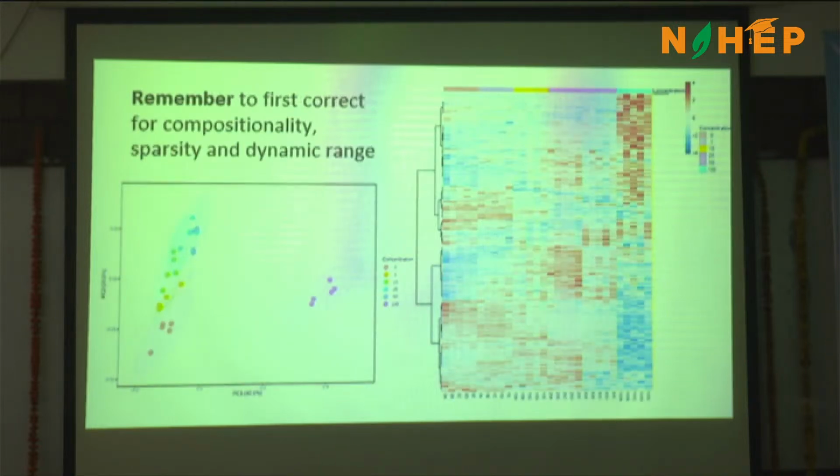And you can do plots already to explore this very dense data. So please remember that you first have to correct for compositionality and sparsity and dynamic range, just like you did in the other type of analysis that we saw in the previous days, because this is still compositional data. And for example, what I did was a PCoA. So you can see that my 100 concentration, which is over here, separates very nicely from the rest.